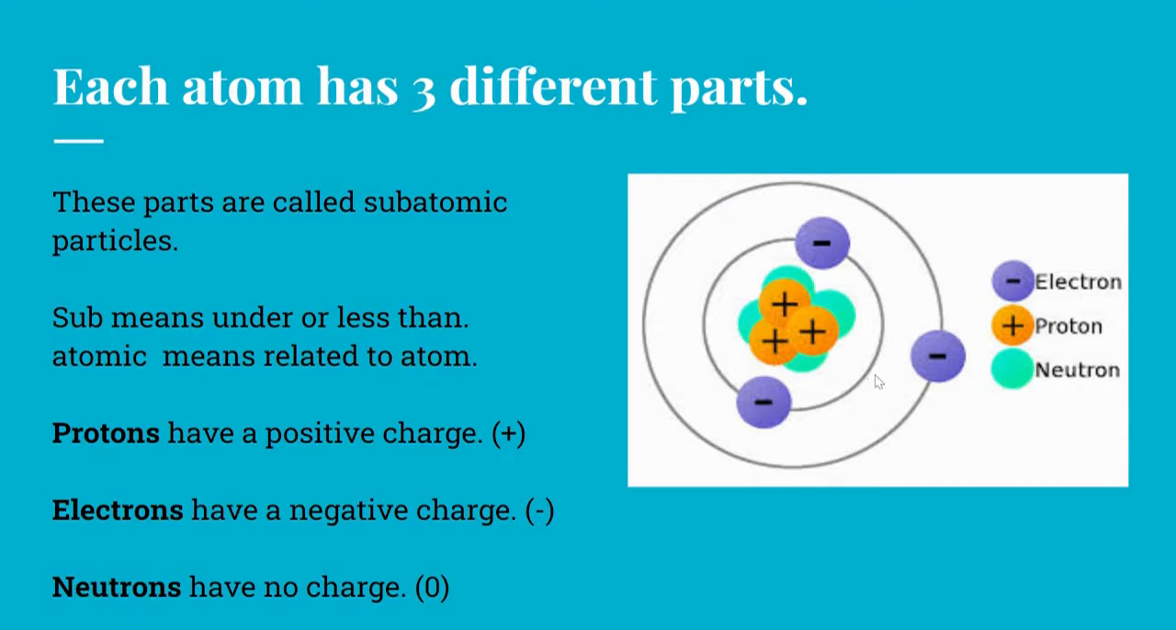There are 3 parts to an atom. Protons have the positive charge. You can think of the plus, P. Electrons, they're zipping around on the outside. They have a negative charge. And neutrons, they have no charge. They're in the center as well. They're in the nucleus.